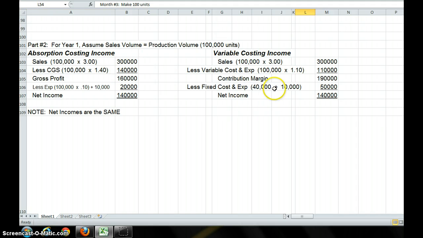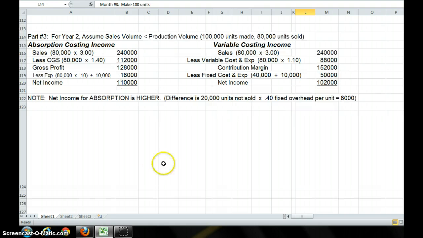Under absorption costing and was deducted out as a lump sum, as it always is under variable costing. If we have a situation where we made more than what we sold, let's say it's year number 2, the sales on both types of income statements would be 80,000 units times this $3 price. Over here in absorption costing, cost of goods sold is 80,000 units times the $1.40. Over here, the variable cost is 80,000 units times the $1.10.